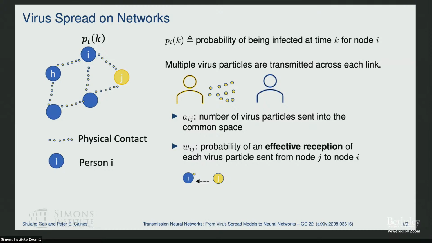Consider a network with n nodes where each node represents a person. A person has two states, whether being healthy or being infected. The probability of person i being infected at time k is denoted by p_i^k here. And each link is called a physical link, where it's defined if two persons are within each other's radius for at least a certain amount of time. And then on each physical contact link, multiple viruses can be transmitted across. I use A_ij to denote the number of viruses that are sent into the common space from node j to node i. And then I use W_ij here to denote the probability of each of these viruses that were sent from node j being successfully received by node i.